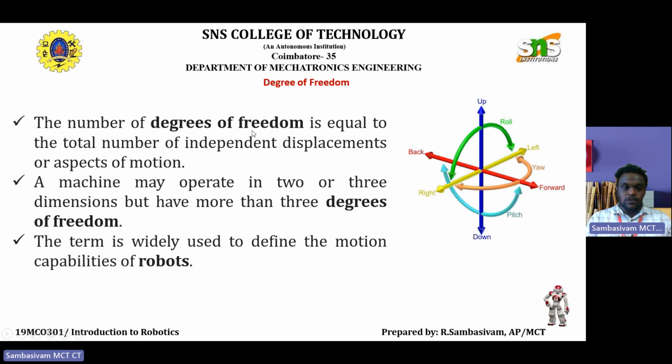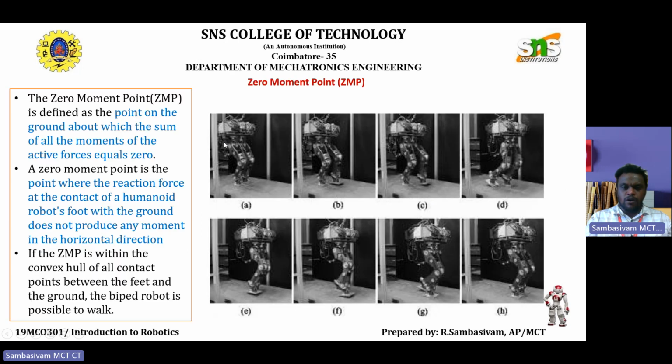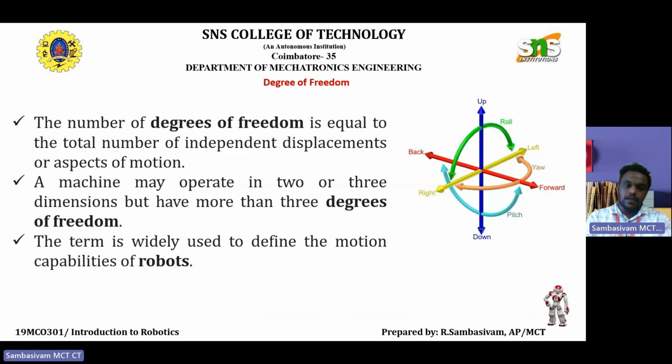So the degrees of freedom play an important role where the movement of the object takes place along certain paths, and how it is turned or moved right or left, up or down, sideways, or rotationally, or rolled. This is done by humanoid robots.